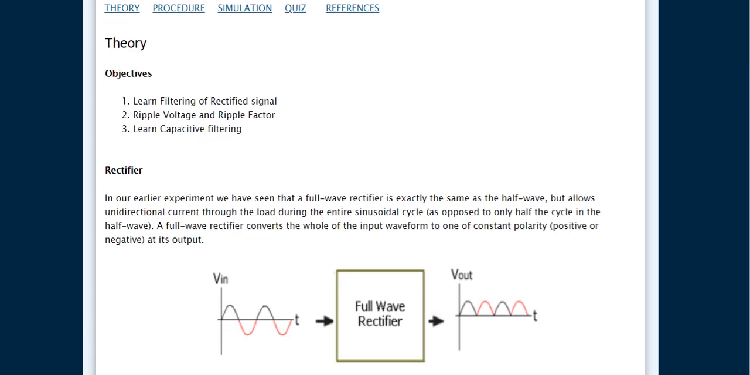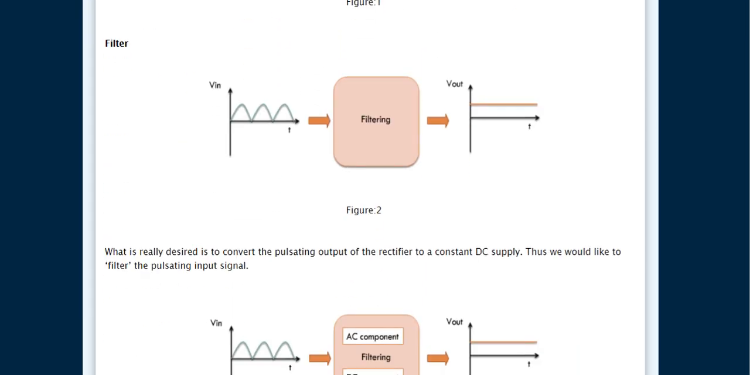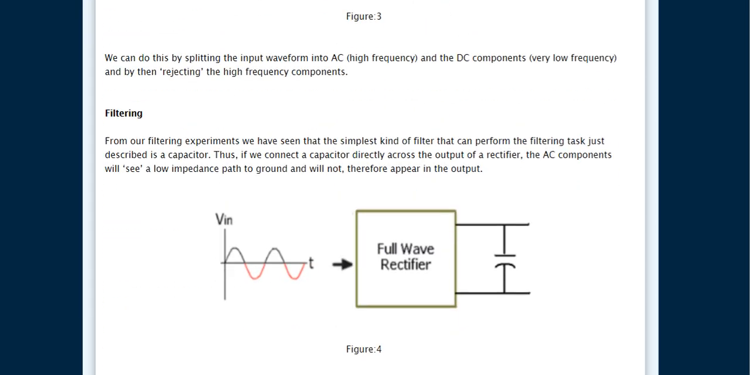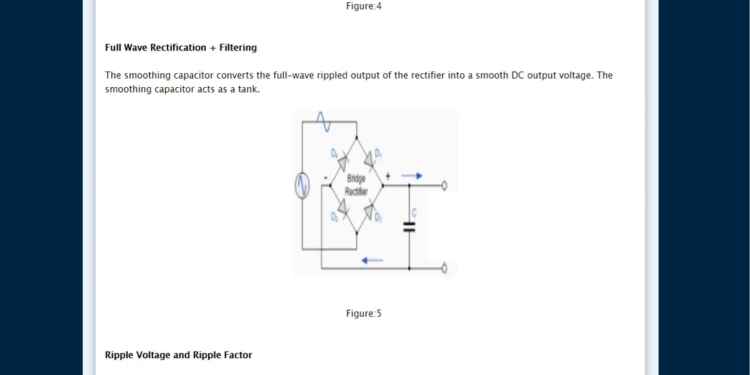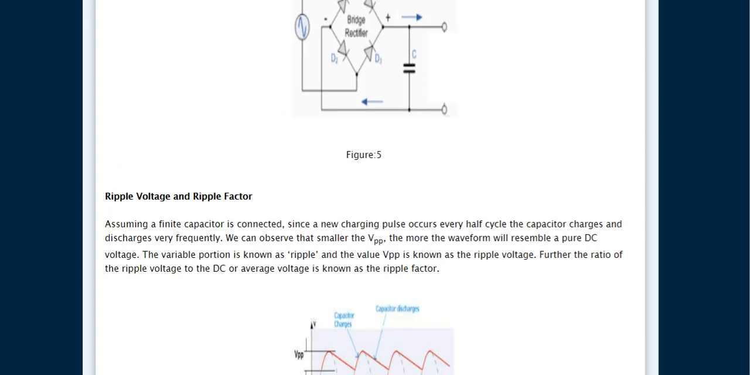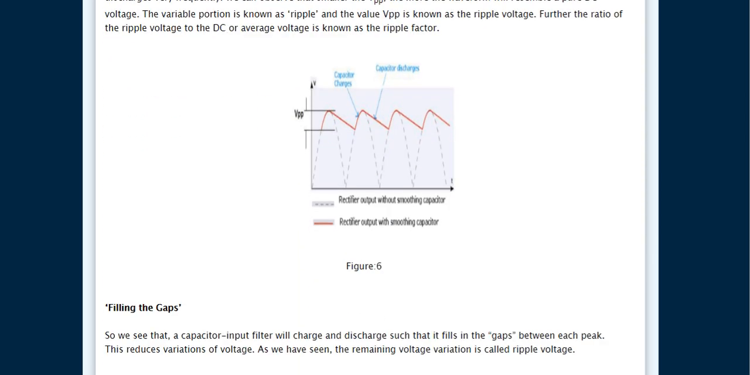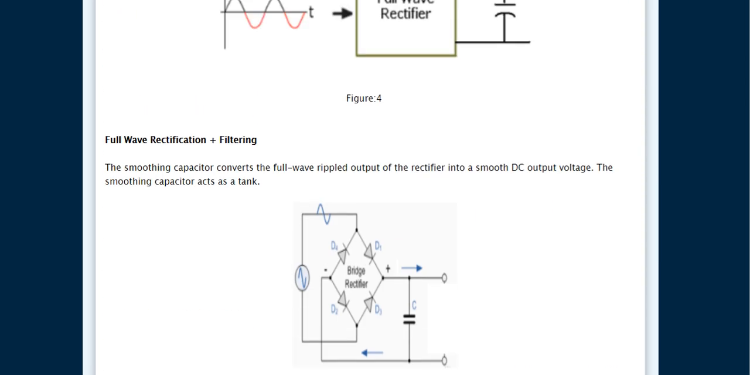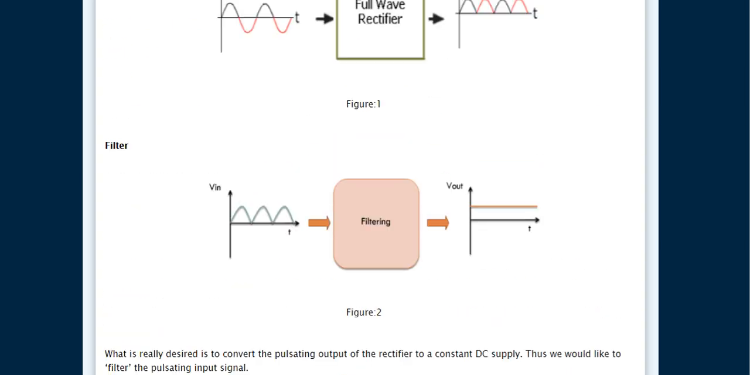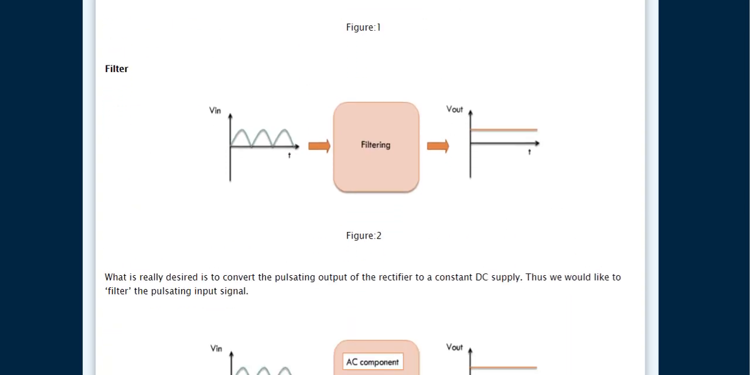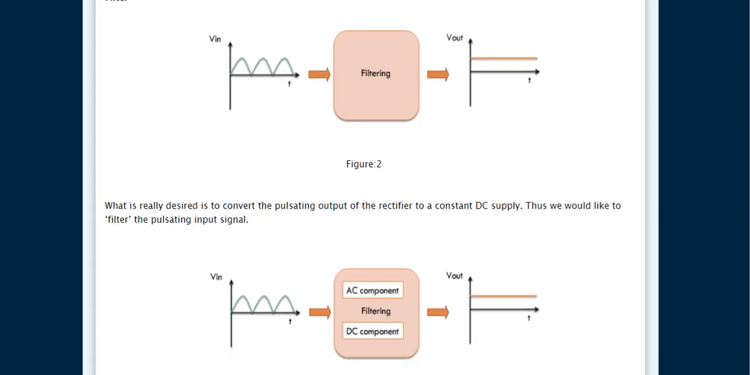You can read all the theory portion regarding the rectification, filtering, the use of capacitor in the bridge type rectifier circuit, what is ripple voltage, ripple factor, and all this. The basic idea of this practical is to get a constant DC supply.